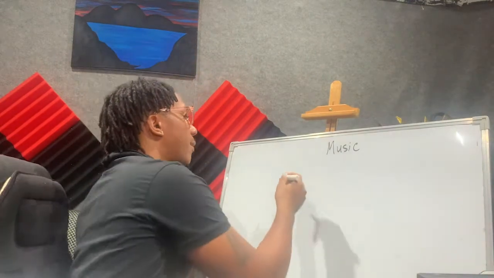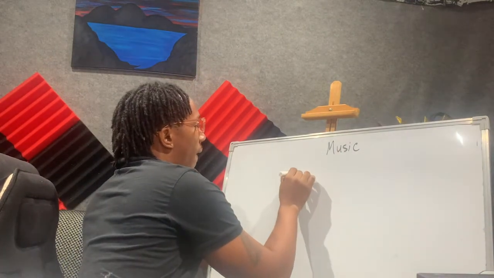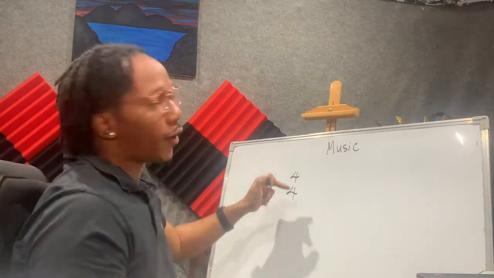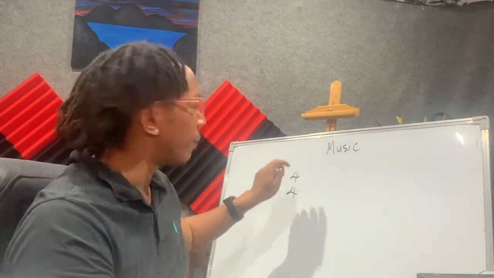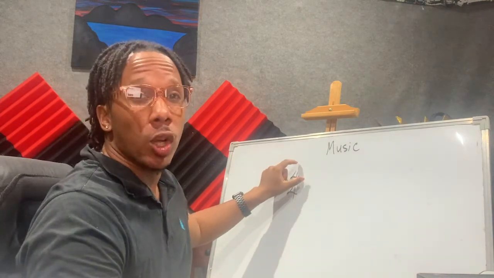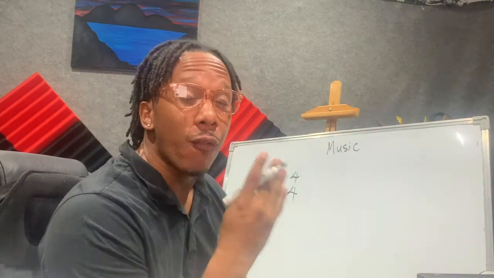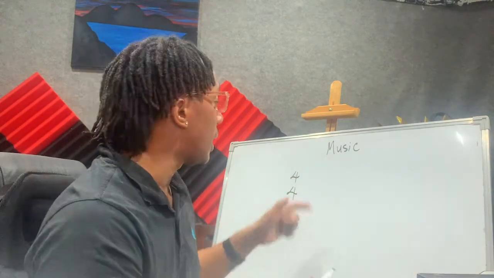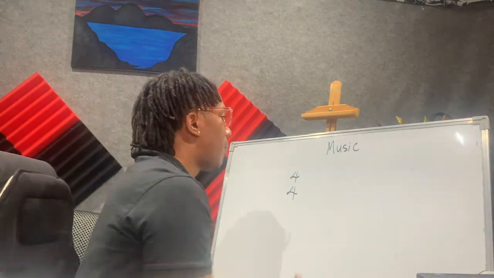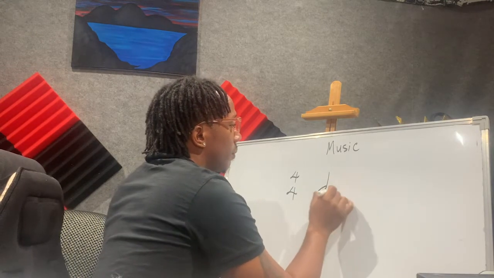Say, for example, we have this here. 4/4, right? This tells us, let's forget about the bottom figure for now. The 4 at the top tells us that there are going to be four beats in the bar, 4 quarter beats in the bar.